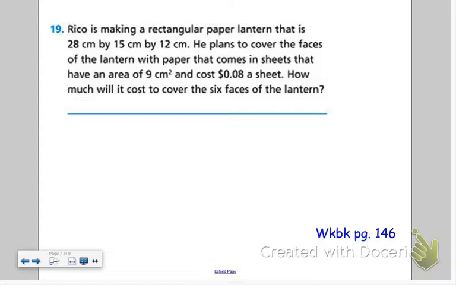So it sounds like a surface area problem because we're going to be covering it in these different sheets of paper. And then we'd figure out the cost of the paper. So this is a multiple step problem. Let's see. First I'm going to find the surface area. I am going to use my formula. 2 times length times width plus 2 times length times height plus 2 times width times height.